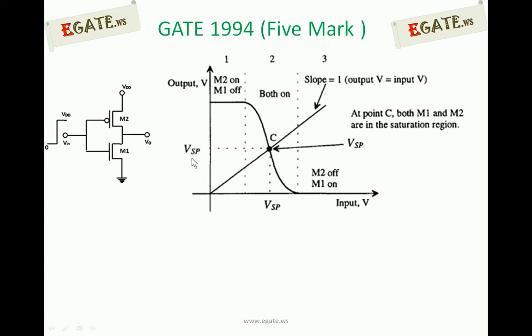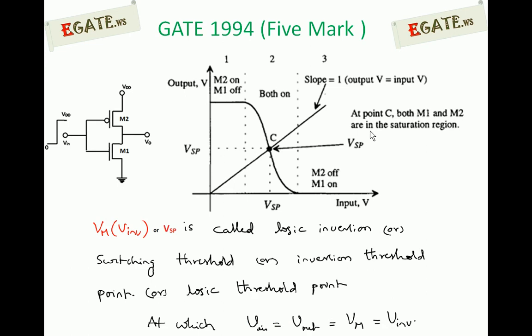and this point is also referred to as the switching threshold point, VSP, at which V0 is equal to V input. At point C, both M1 and M2 are in the saturation region, and at that point the output voltage is equal to the input voltage. This point is called the logic threshold point or switching threshold point or inversion threshold point, or simply the logic inversion point.